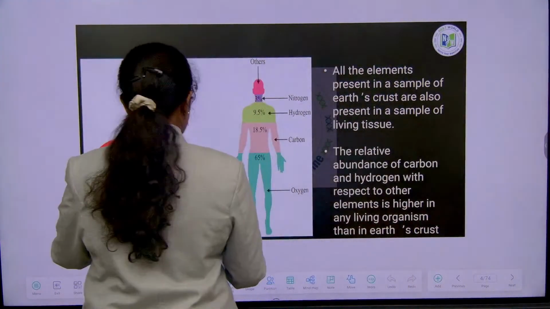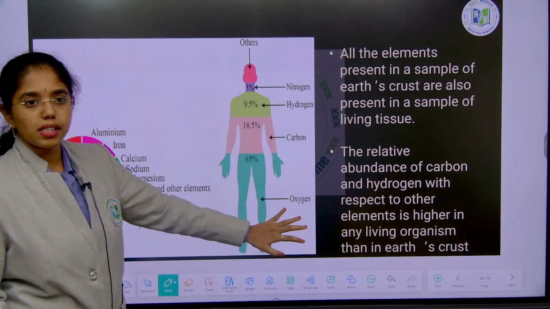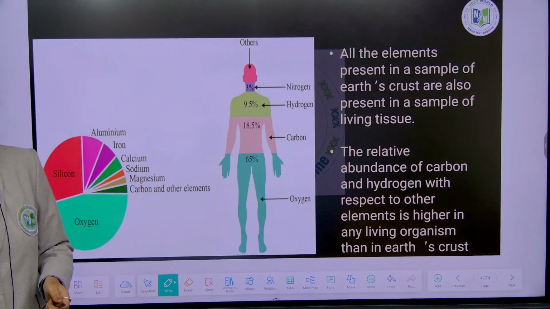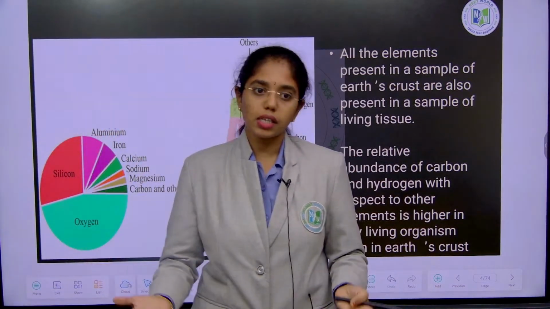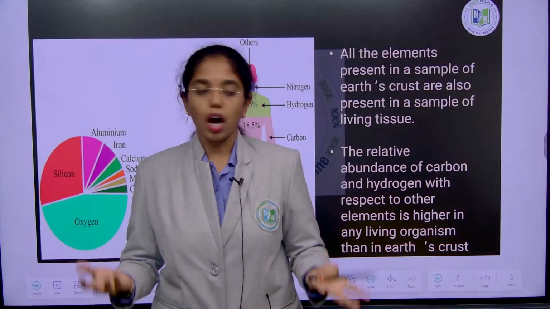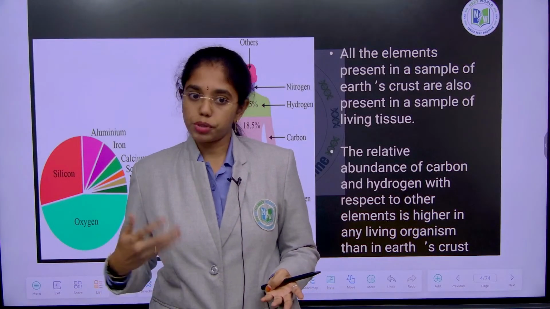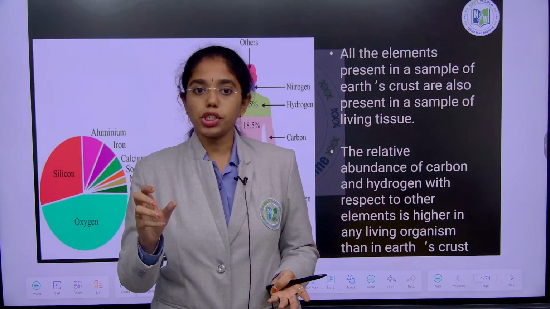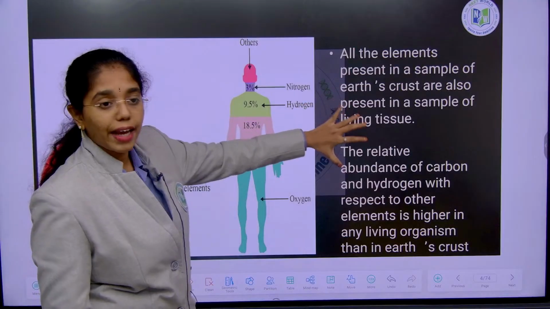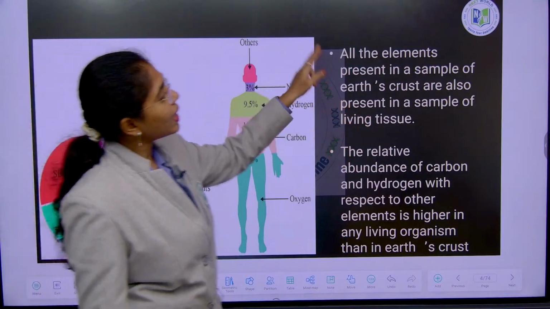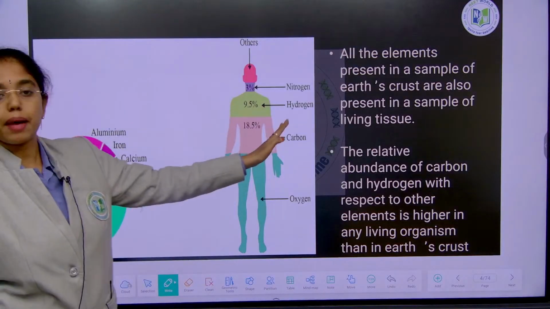Very simple on this. When the elemental analysis have performed in a living organism and taken a small amount of earth crust, all the elements are same. Whatever are present in the earth crust are also present in the living organism, but their composition is different. When it is observed in a closer way, the composition is different. What are abundant in living organisms? These are the liners of your NCERT. All the elements present in the sample of earth crust are also present in the sample of living tissue.